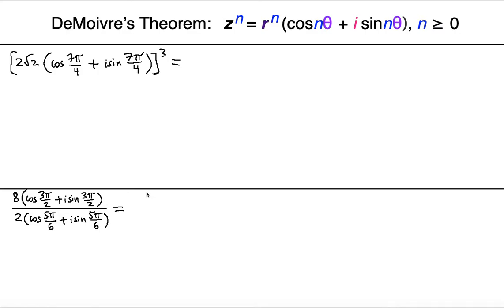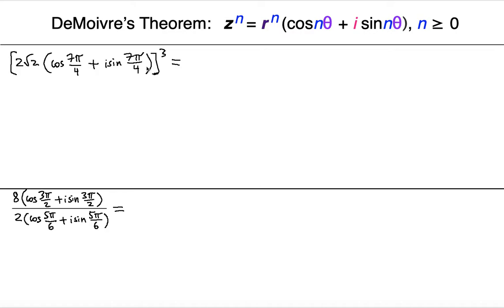In this example, the task will be to simplify the given complex numbers to a standard rectangular form, which will consist of a real number and an imaginary number, either added or subtracted. So for this first example, as you can see, the given complex number is cubed.